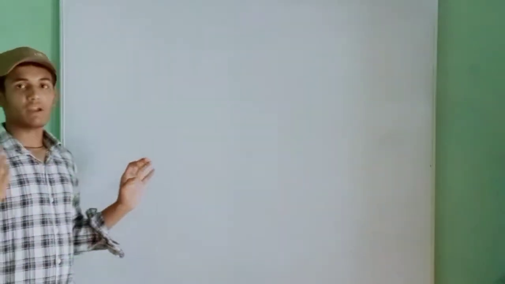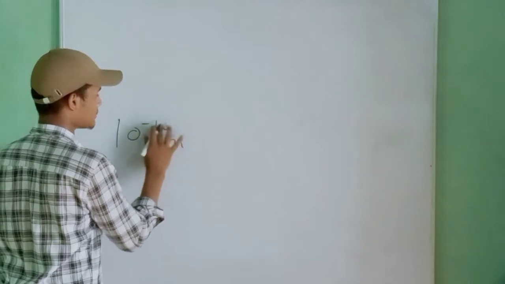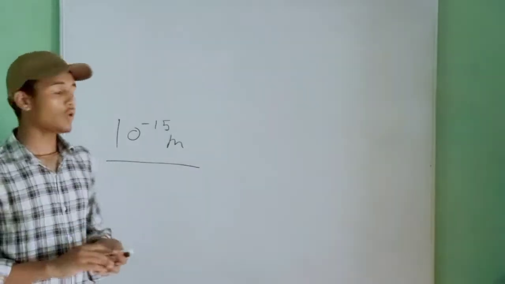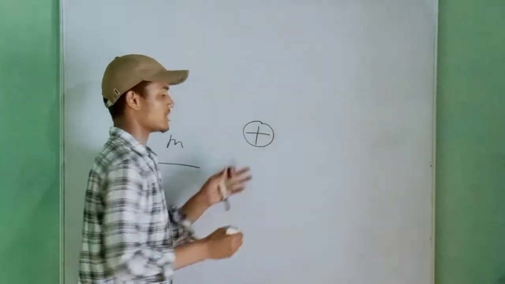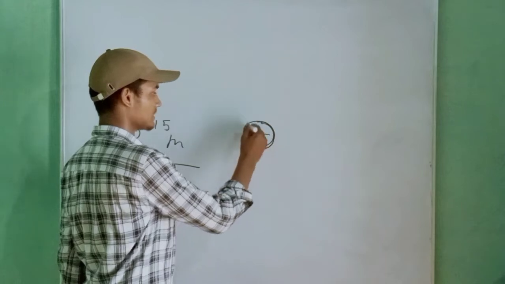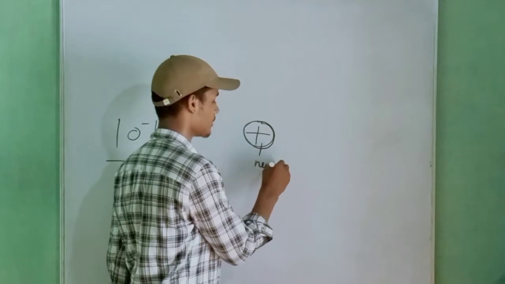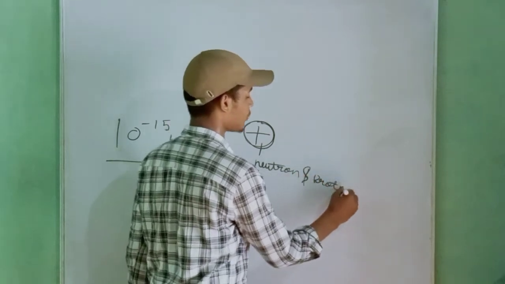In this atomic model, Rutherford said that the whole mass and positive charge of the atom is concentrated in a small surface called the nucleus, and the size of the nucleus is 10 to the power minus 15 meters. The nucleus has positive charge, and in the nucleus there are two small particles called neutron and proton.